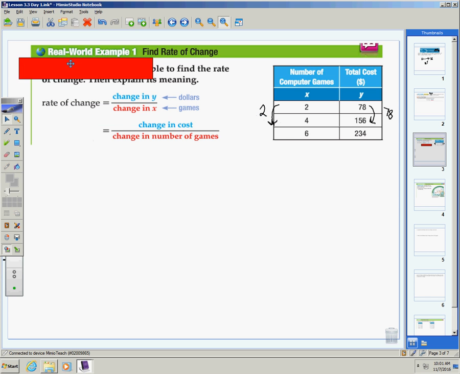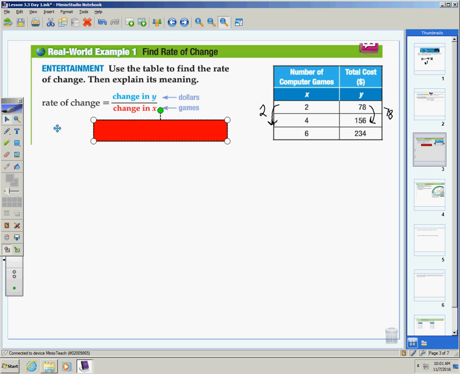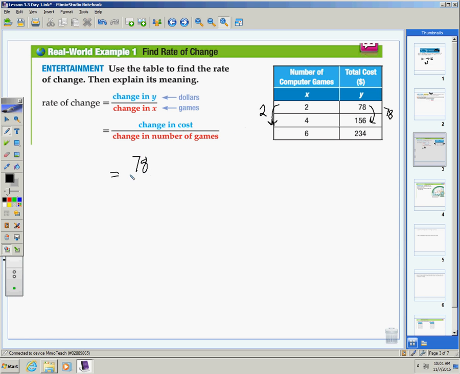And here is just a quick saying, if I look at it in terms of the actual variables, change in cost over change in number of games. We just found that, so it changed 78 over 2, and when I do that, 78 over 2 gives me 39, and I'm fine if you just leave it as 39 over 1. And that is the cost per game. That's how much it's changing.